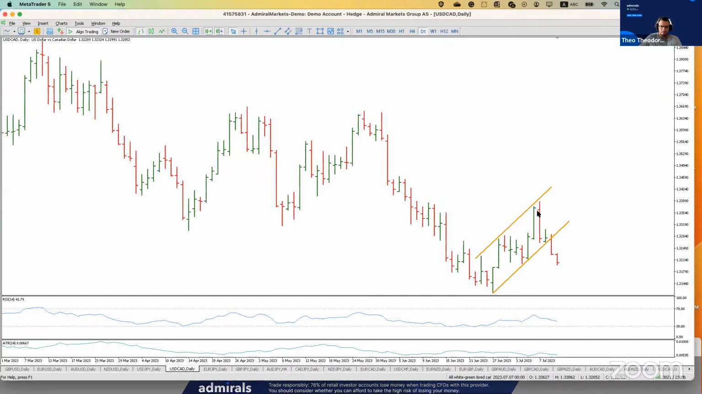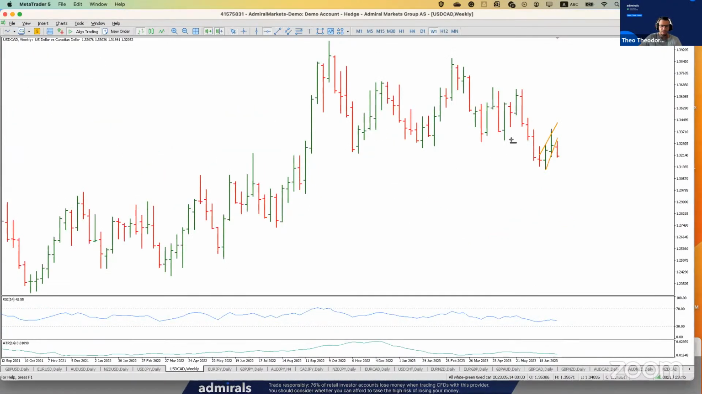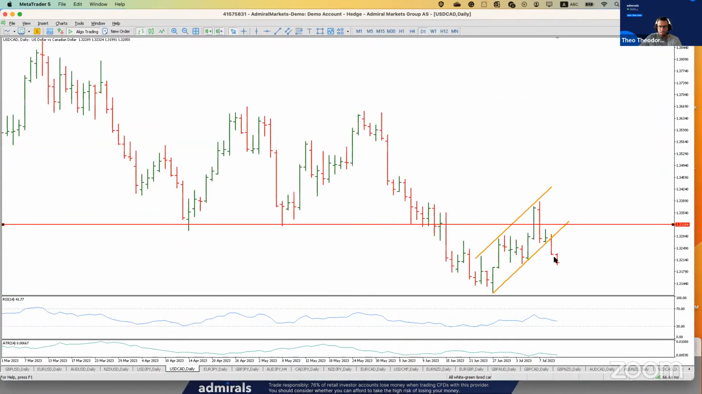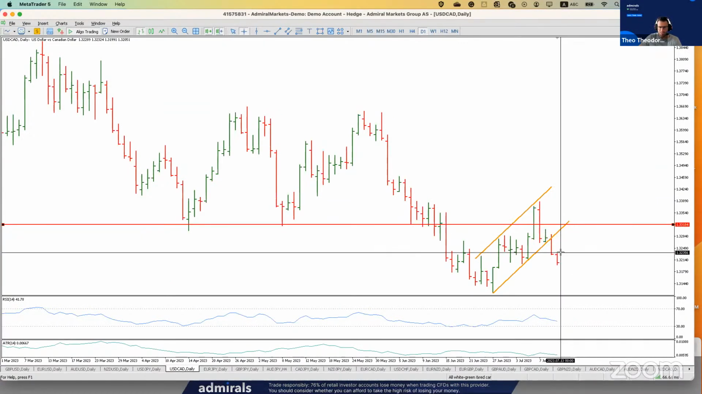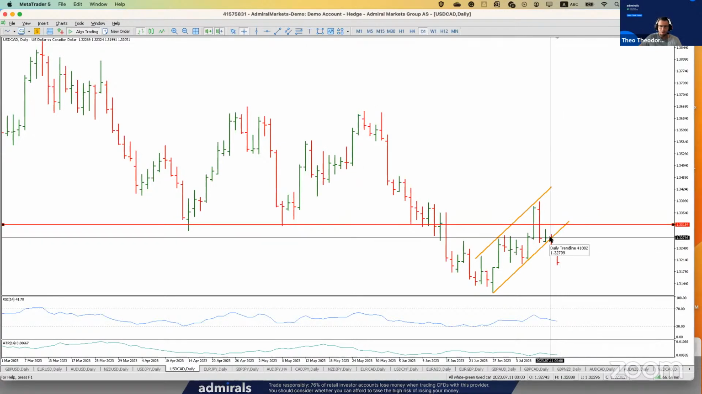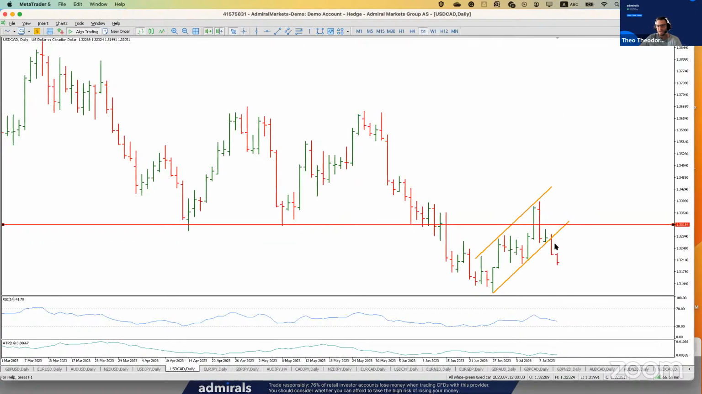USD Canadian dollar, we have this channel formed here. Although on the higher time frame, on the weekly, the market is in a downtrend because we see lower highs and lower lows forming. Yesterday, I tried to capture this bullish engulfing to the upside. It got triggered, and then I hit my stop loss in an attempt of any weakness in the Canadian dollar prior to the event, but it didn't come.